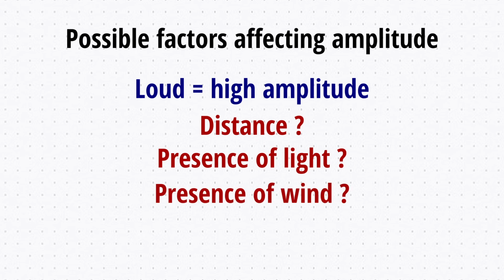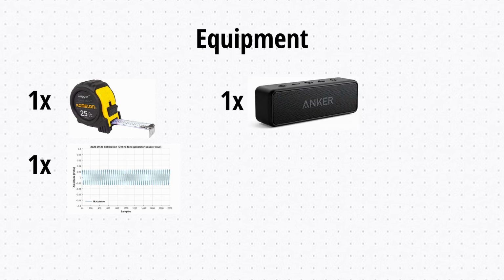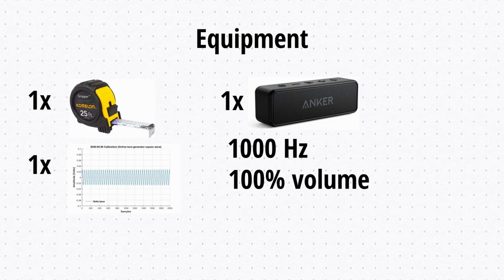To find out, the following equipment is used: one measuring tape, one amplitude recorder, and one source emitting sound at constant frequency and volume of 1000 Hz at 1000% volume. Each take will last 5 seconds and the amplitude comparison will be shown on screen.